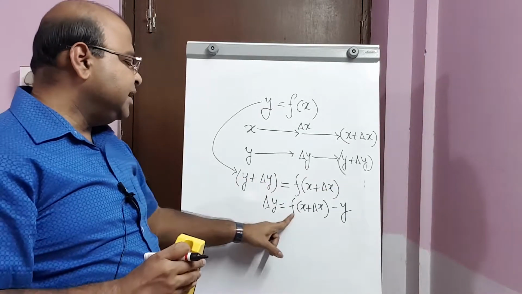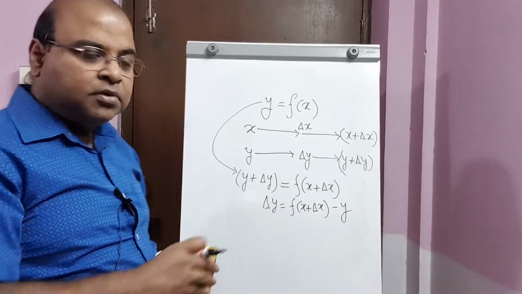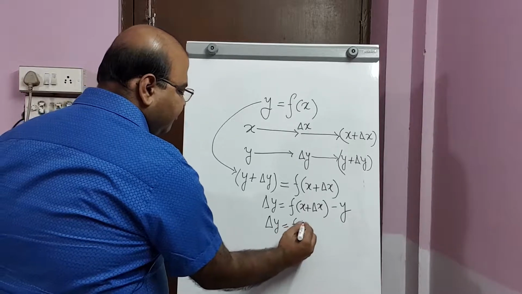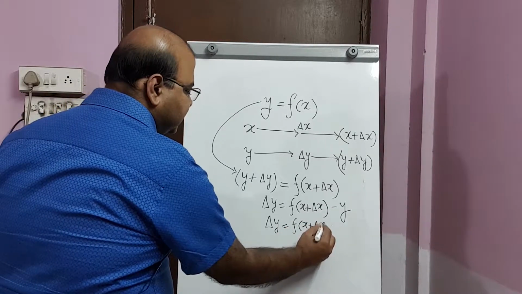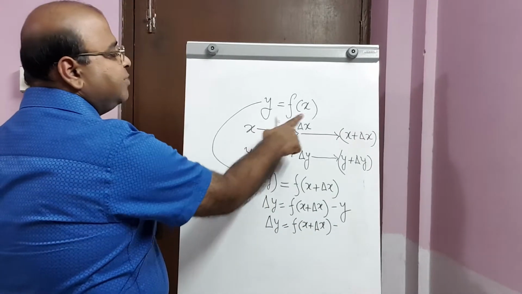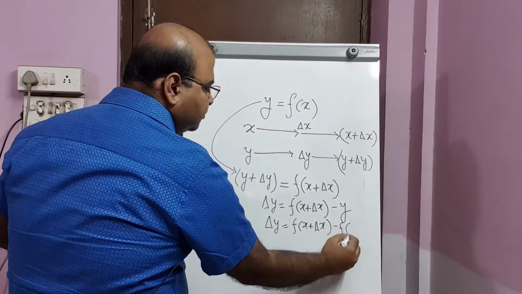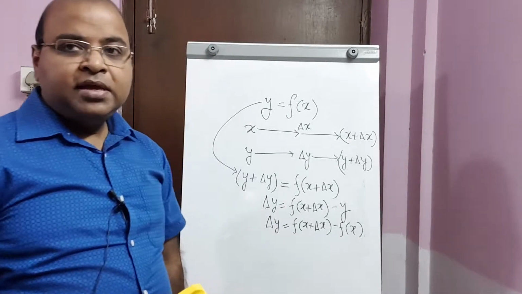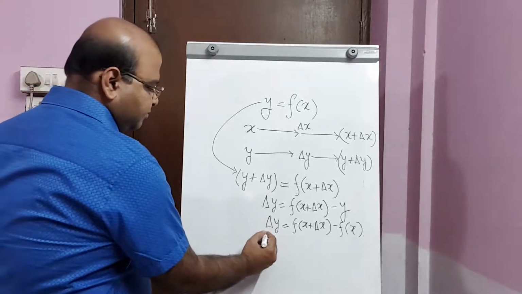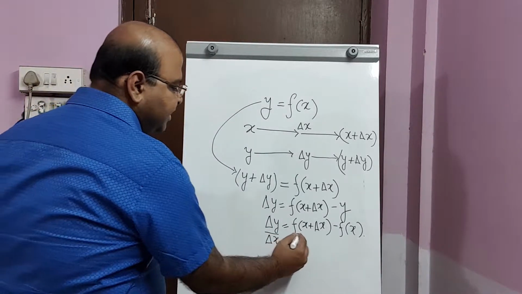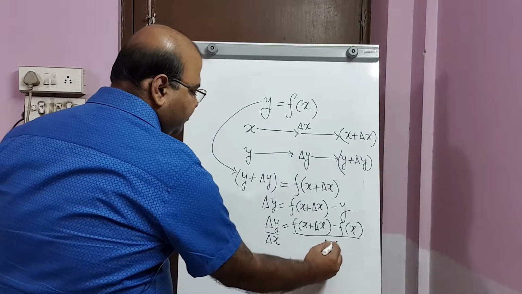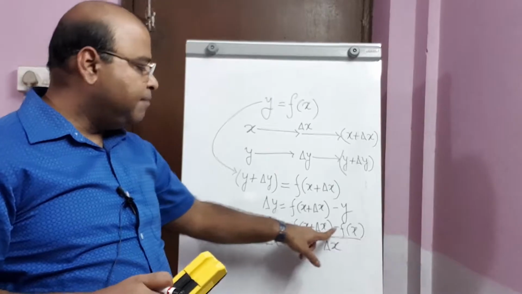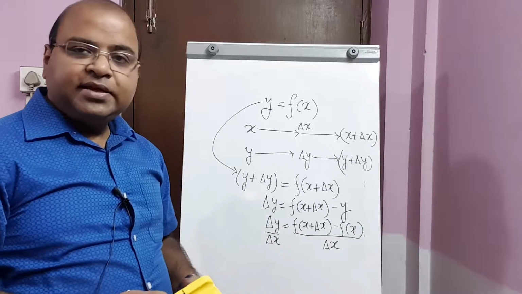So we have delta y is f of x plus delta x minus y, or we can write delta y as f of x plus delta x minus f(x). Y is given by f(x), that is the value of y. This is the expression for delta y. If we now divide both sides by delta x, we have this result. Delta y by delta x is given by f of x plus delta x minus f(x), whole divided by delta x.